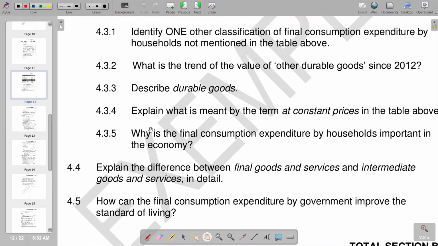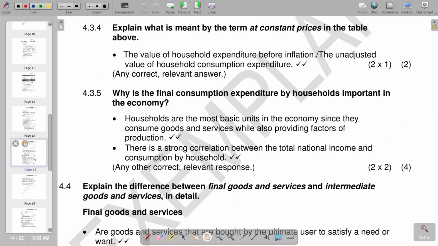4.4, explain the difference between final goods and services and intermediate goods and services. So final goods and services, obviously, are the goods that are going to be consumed, and then intermediate goods and services are the goods that are used to produce those final goods and services. So that is what we have on 4.4.